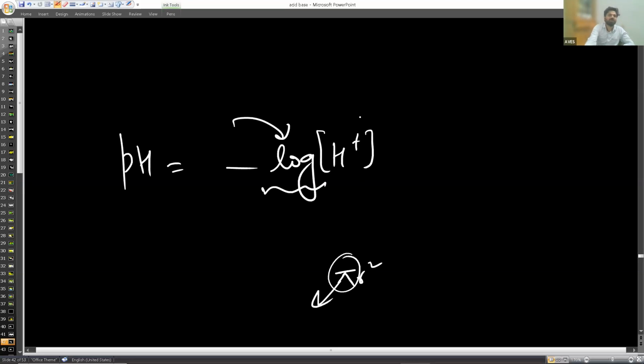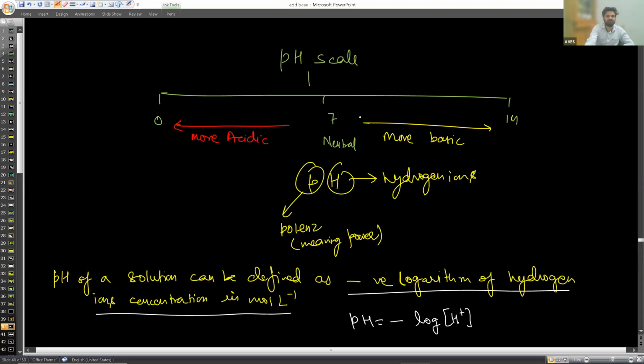Okay, so let you note each and everything. Then we're going to start. pH of a solution can be defined as the negative logarithm of hydrogen ion concentration. Is there a value of log? Yeah, we're going to study values of log.